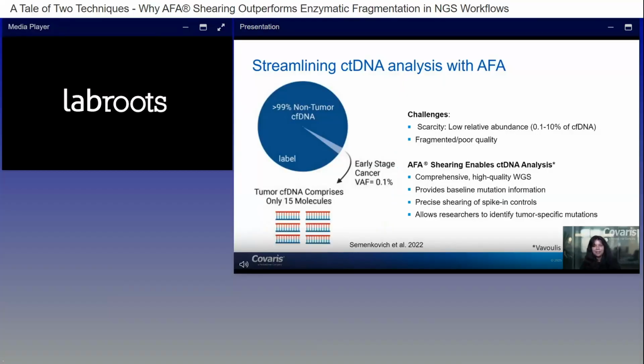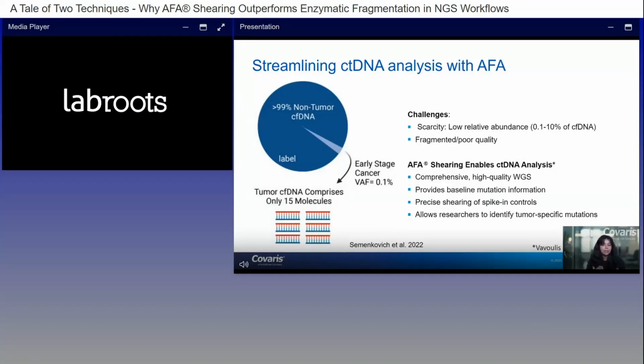So this is a pretty striking figure showing just how small a proportion of the total cfDNA can be composed of this tumor-derived ctDNA. And the authors even point out that an average patient sample can have as few as 15 total molecules of the ctDNA. So when we're working with the cutting edge of detectability, getting the most out of these samples is really crucial. And AFA is relied upon in these workflows to provide high quality, comprehensive whole genome sequencing maps from blood samples. These provide the kind of baseline mutation information that can then be used when comparing your ctDNA sequences.